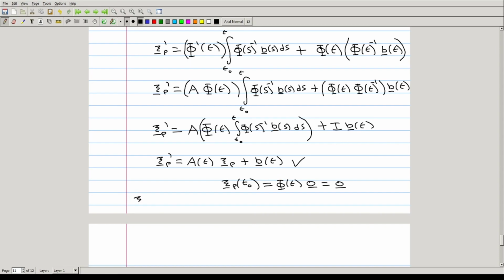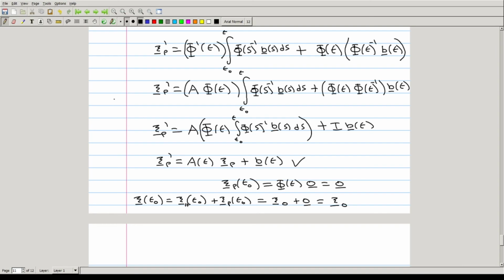Which means that the general solution at t naught will be the homogeneous solution at t naught plus the particular solution at t naught, which is psi naught plus the 0 vector, which is just equal to psi naught. So this is really incredible. This gives us a full generalization of the variation of constants formula, but to first order systems of differential equations.